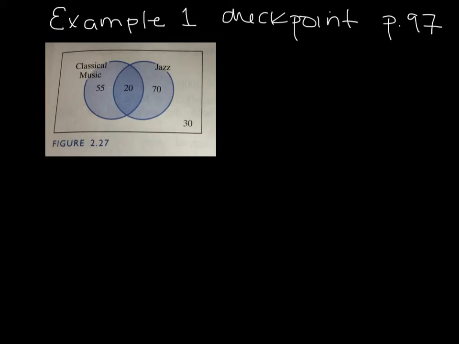Okay, this is example one, actually checkpoint one, on page 97 of your book. And this is the Venn diagram that they provided, and they have a list of questions, so we're going to go ahead and practice those.